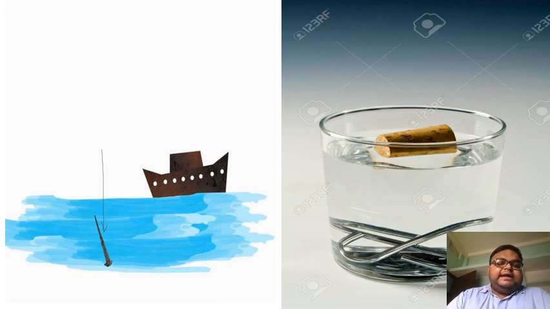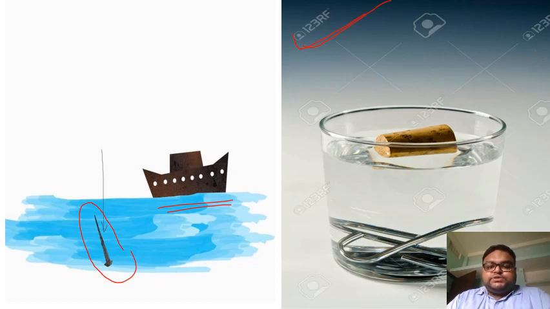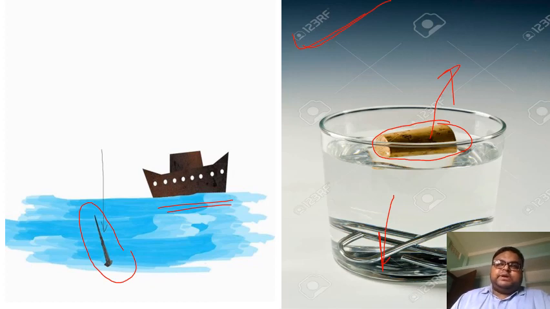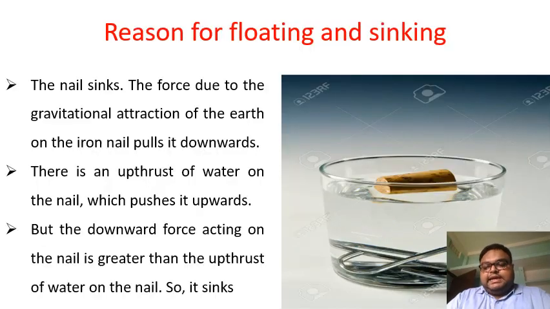You might have seen that ships made of iron often float in water. But a small, simple, humble nail, when you drop it in water, sinks down. Let's look at this picture now. We have placed some nails in water and a piece of cork in water also. We saw that the nail sinks but the cork floats. What is the reason behind it? We will be learning the reason for floating and sinking.